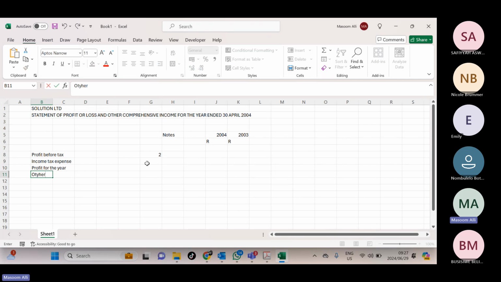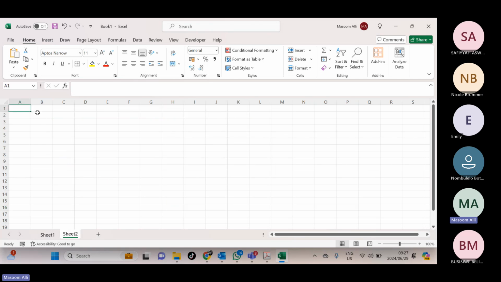and then other comprehensive income, and then total comprehensive income for the year. Right, so that's simple enough. That's just your skeleton for now. I would say it's very good exam technique to do this because at the end of the day, at least you've got your stuff sort of outlined, right? And then you know what it is that you need to pull in, right?